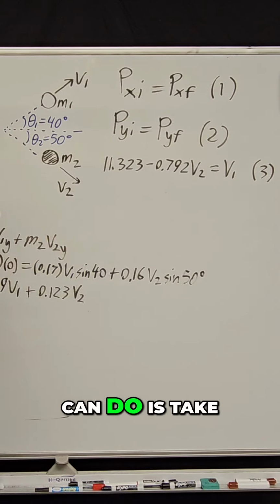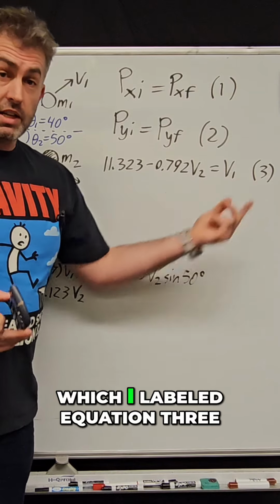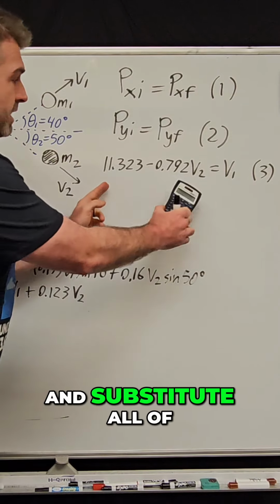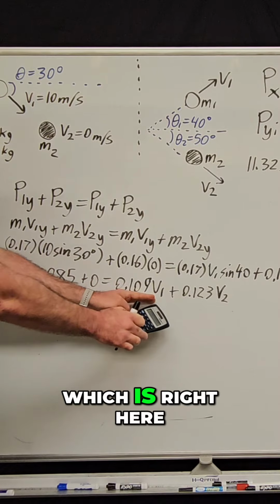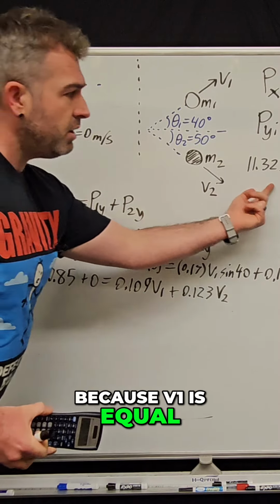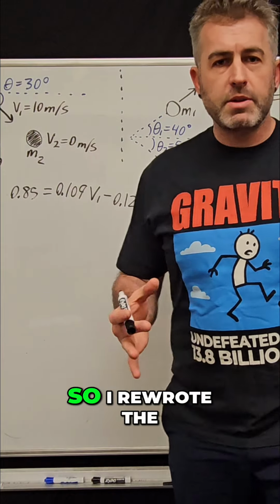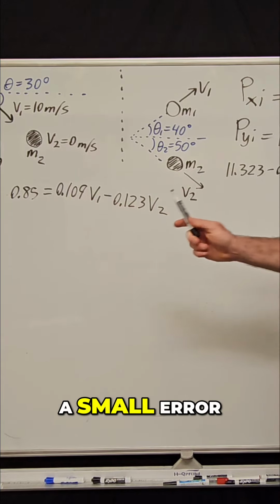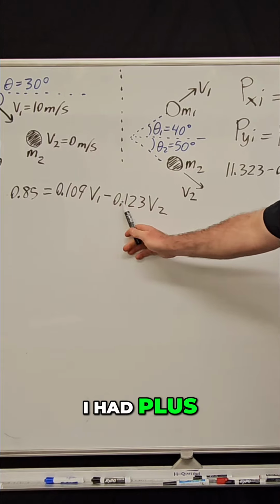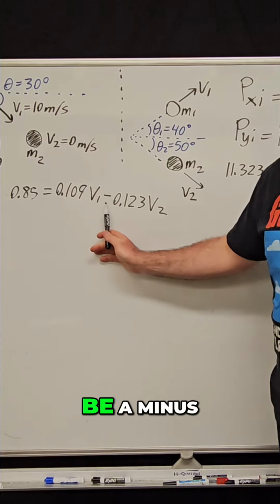So now what I can do is take this equation, which I labeled equation 3, and substitute all of this wherever I see a V1, which is right here, because V1 is equal to all of this. All right, so I rewrote the expression here to make some more space, but I did correct a small error. I had plus this term at the end, but it actually should be a minus.